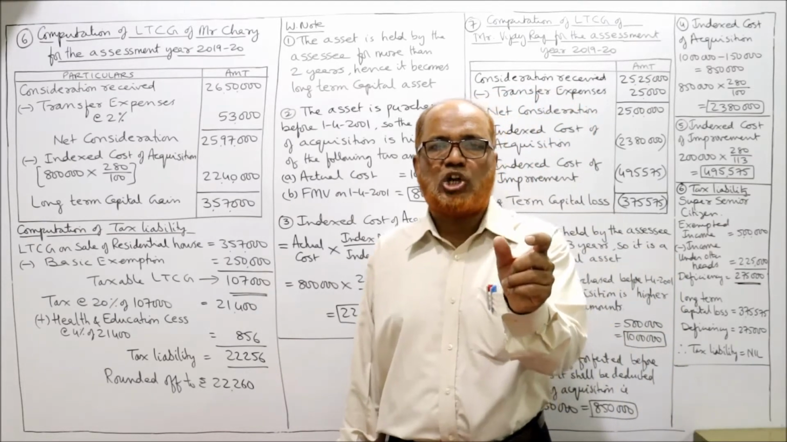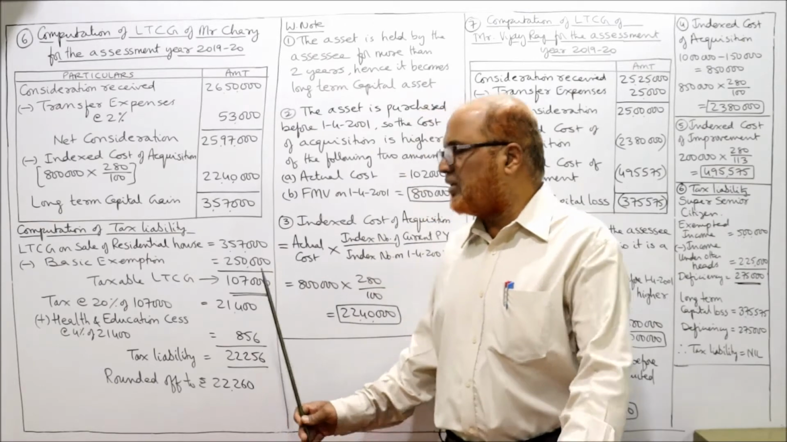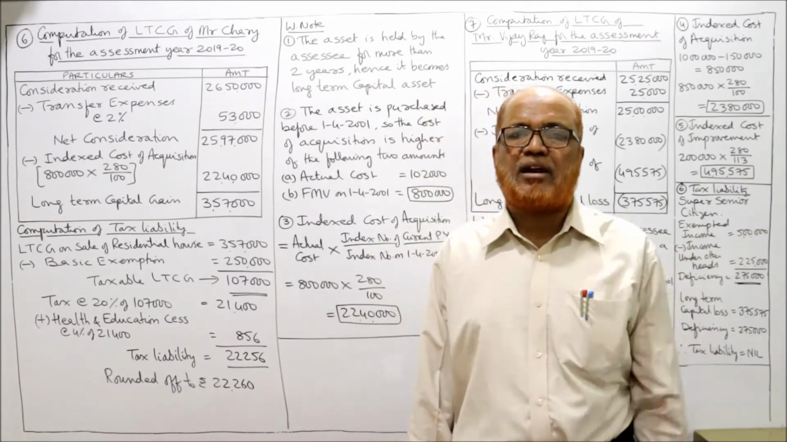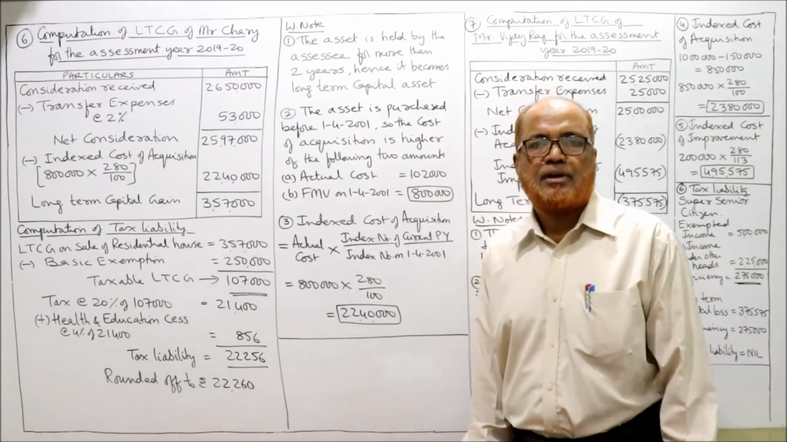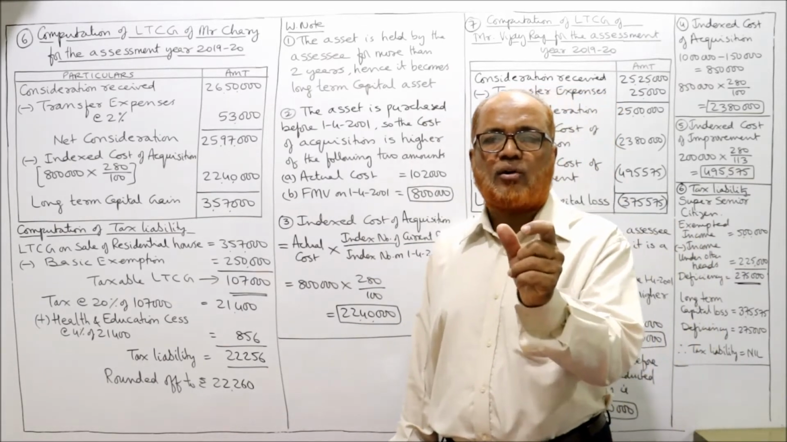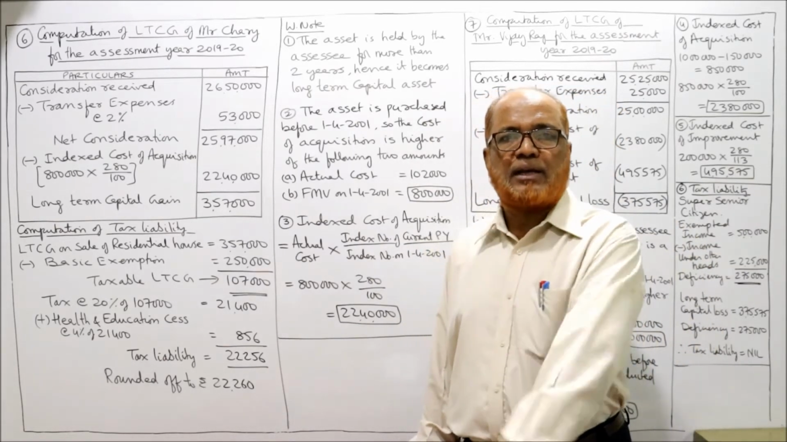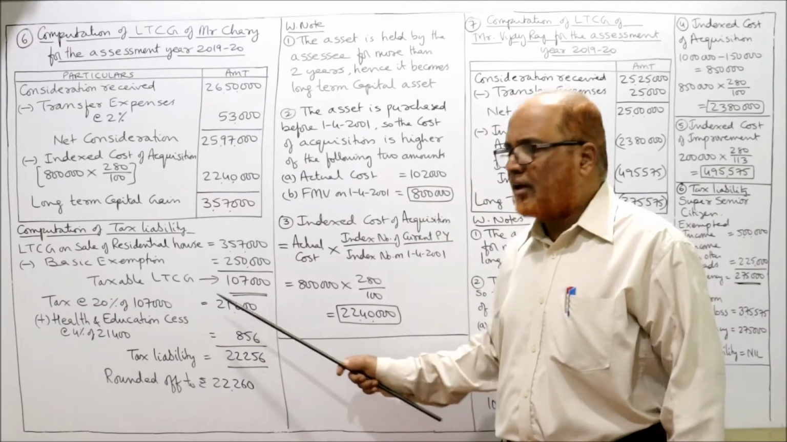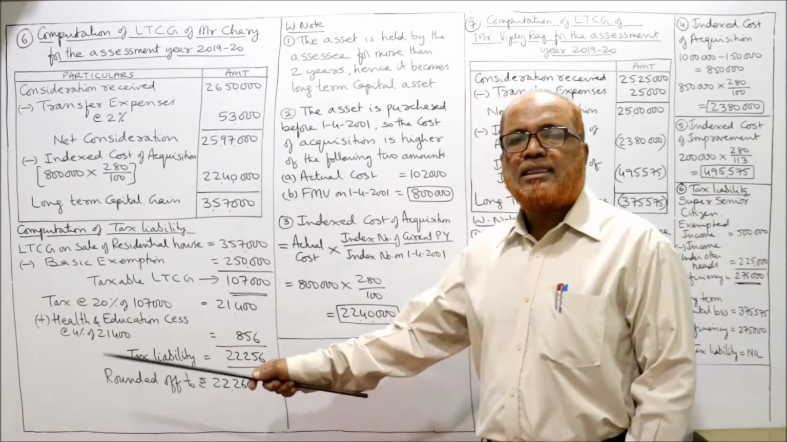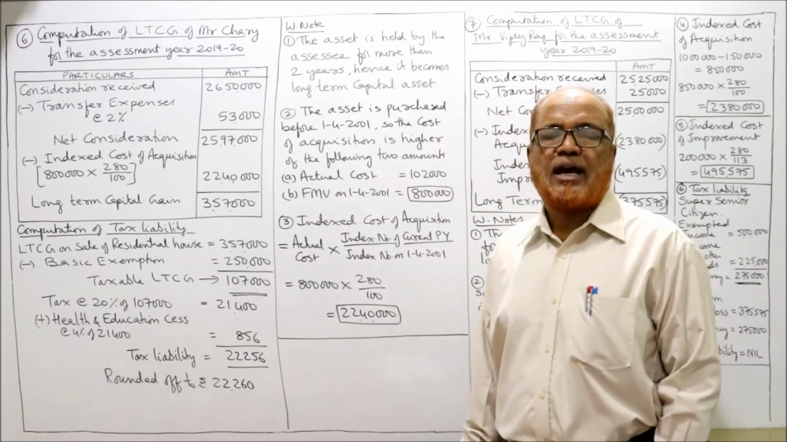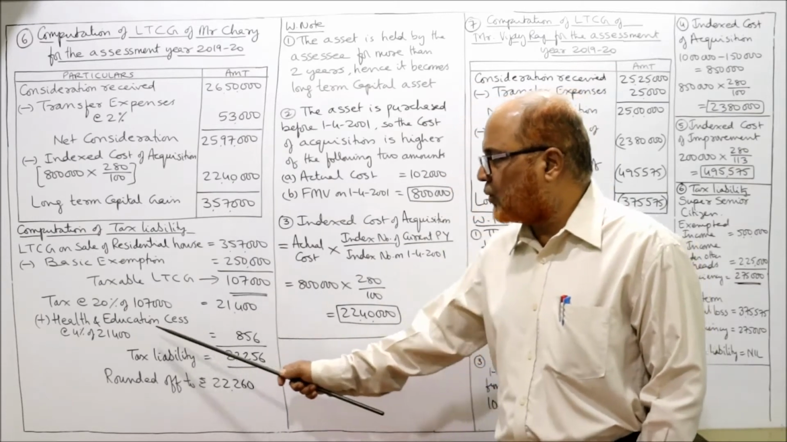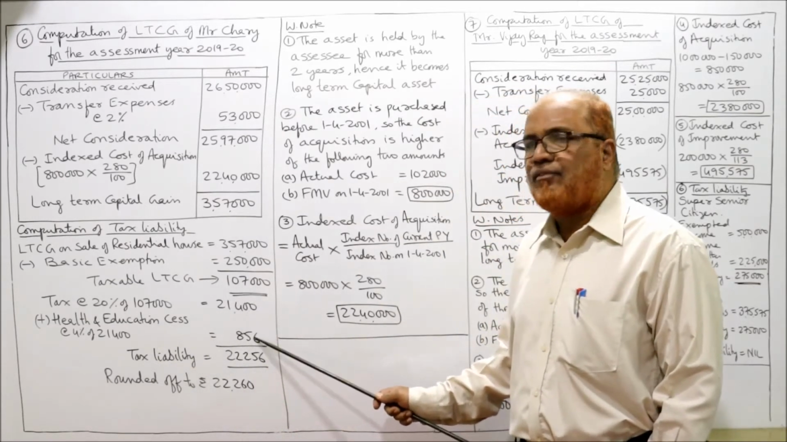Taxable LTCG, long term capital gain, is 1,07,000. On this 1,07,000, tax is charged at a flat rate of 20%. 20% is the flat rate of tax on long term capital gain. So 20% of 1,07,000 is 21,400. To this, add health and education cess at 4%. So 4% of 21,400 is 856.